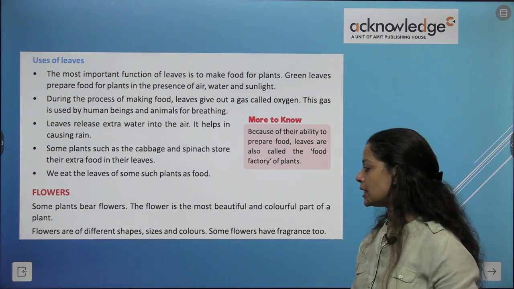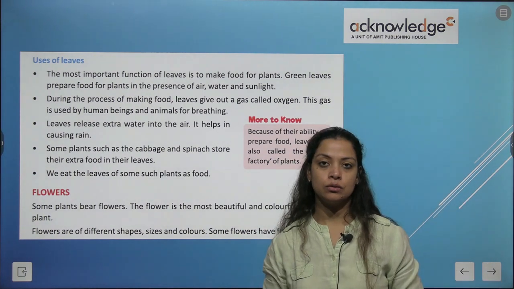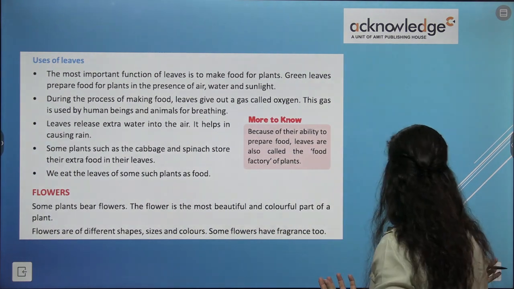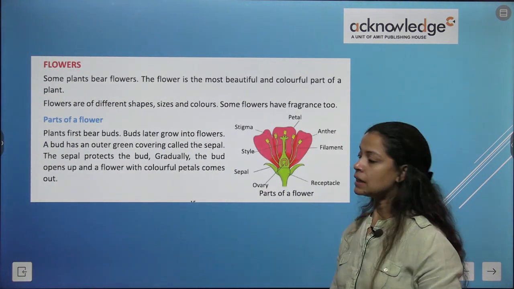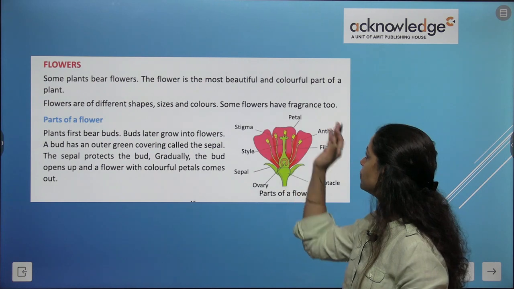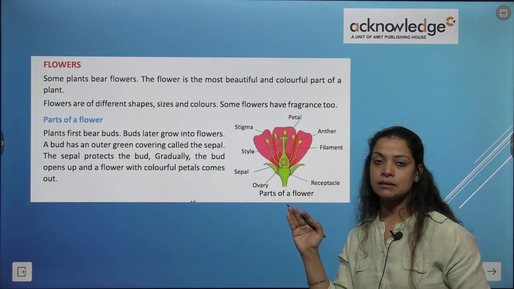Flowers are of different shapes, sizes and colors. Some flowers have fragrance too. उनमें कितने flowers ऐसे होते हैं जिनमें खुशबू होती है. Some plants bear flowers. The flower is the most beautiful and colorful part of a plant, and there are some parts of a flower.